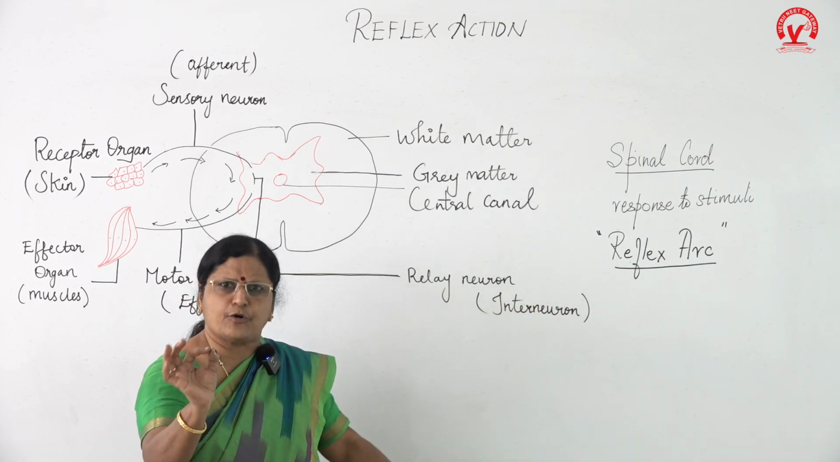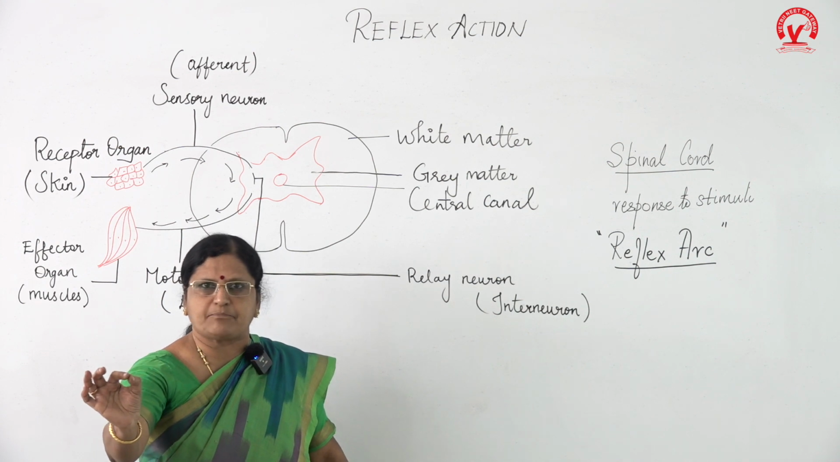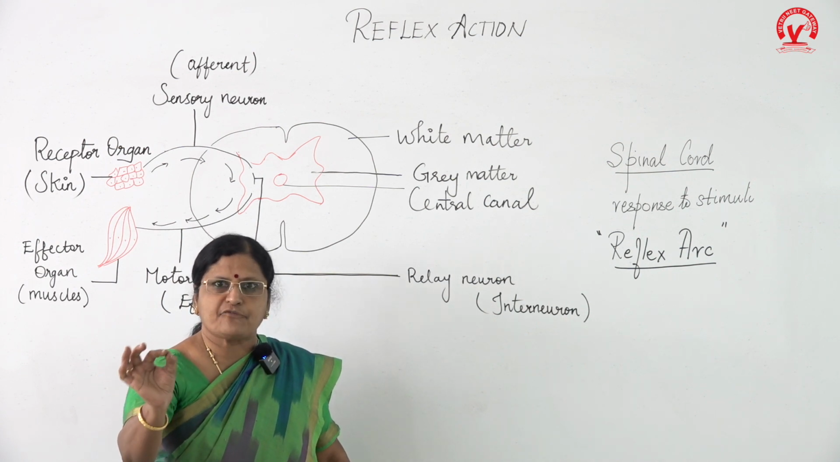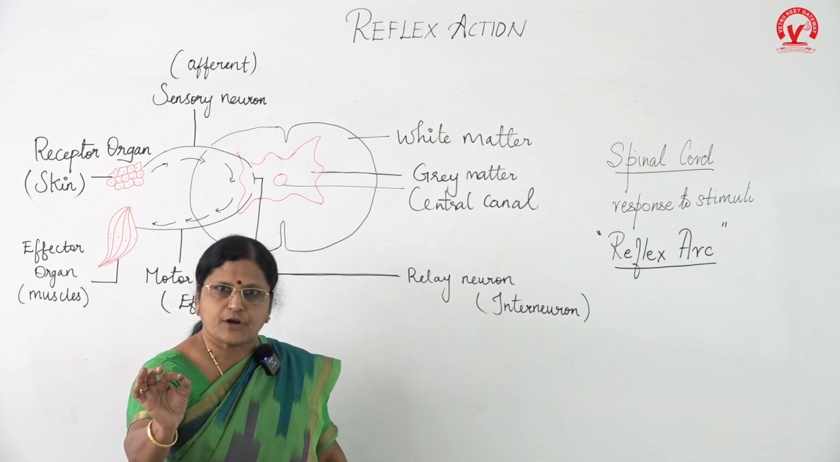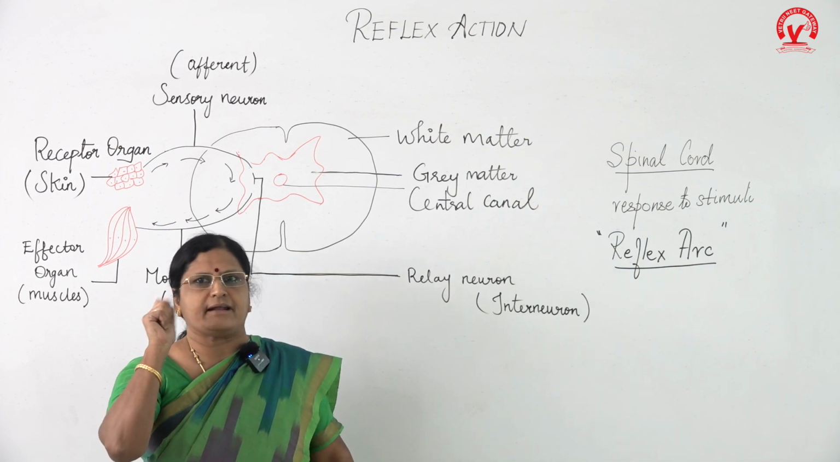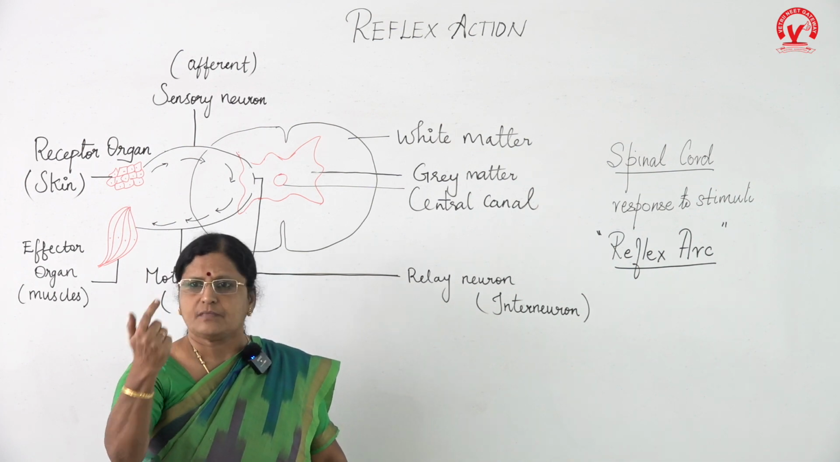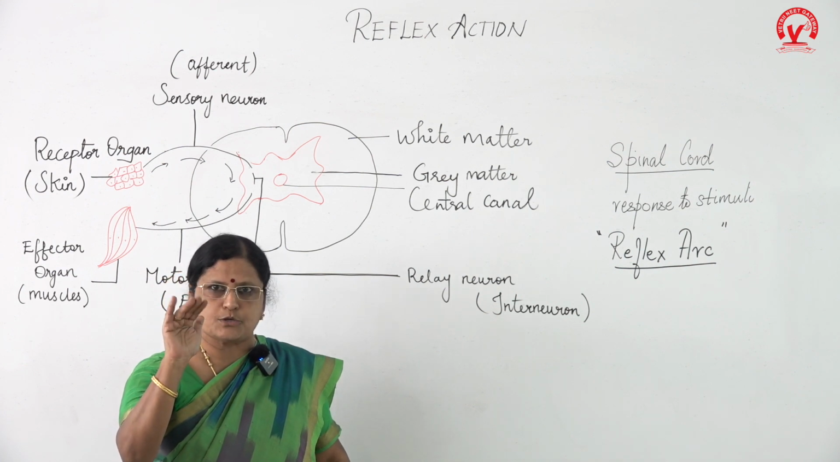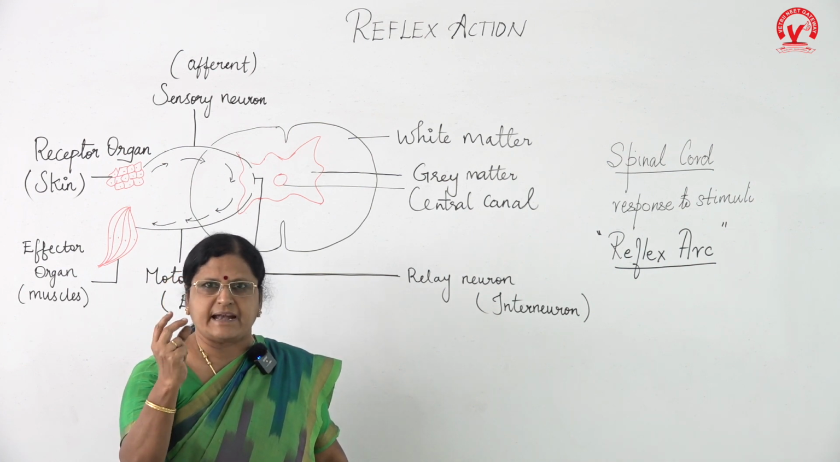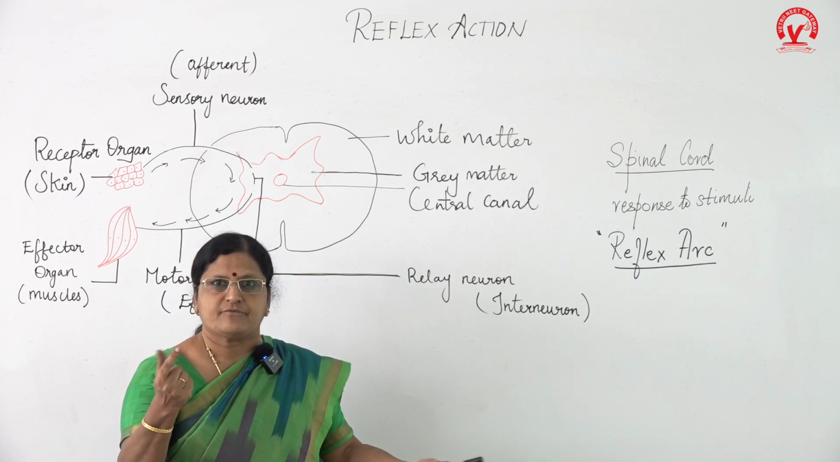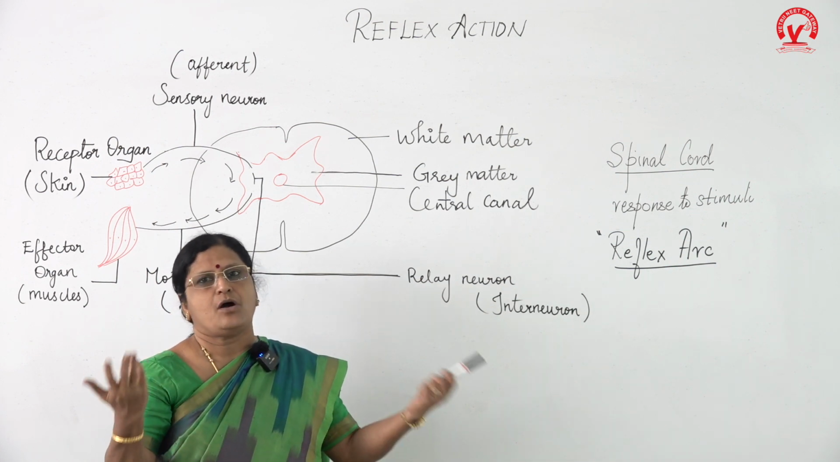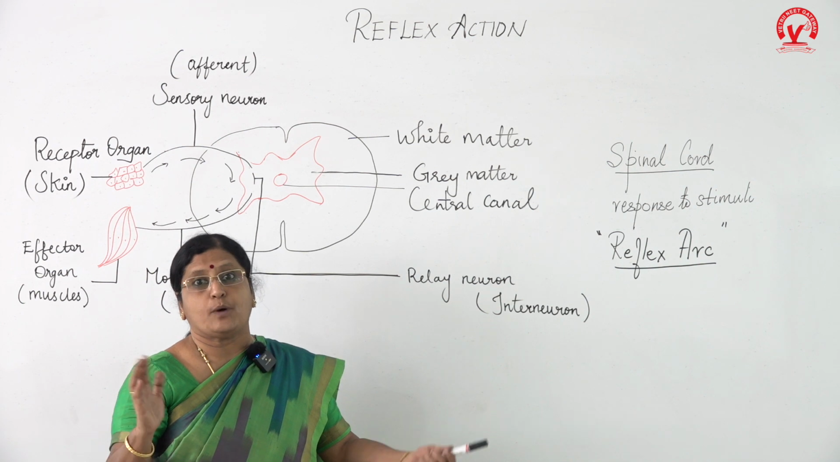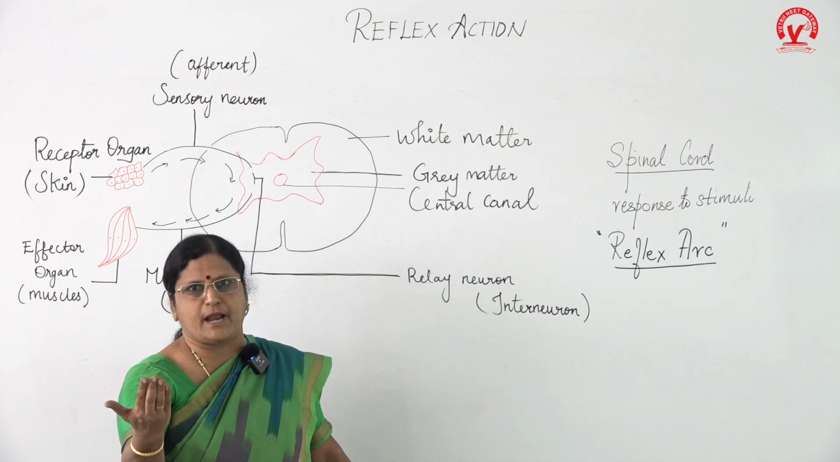For example, when you touch something hot, will you keep your finger on that hot surface for a long time? You will retract and remove your finger. If something comes near your eye, you will quickly close your eyelid. All that happens spontaneously, within a fraction of a second. You are responding according to the stimuli.